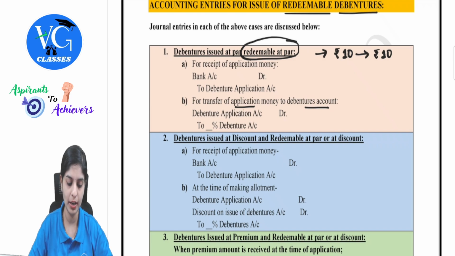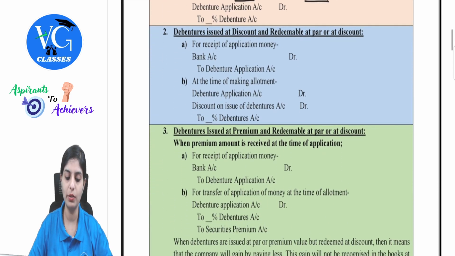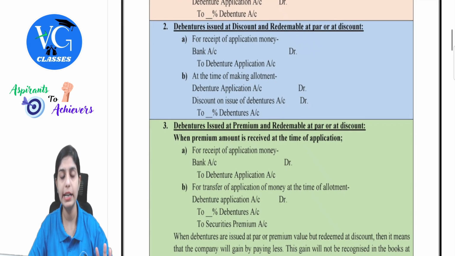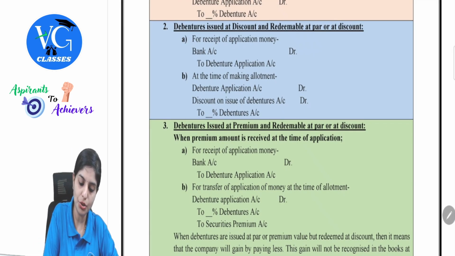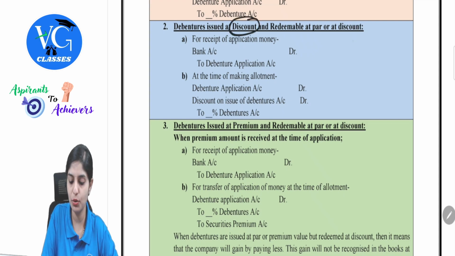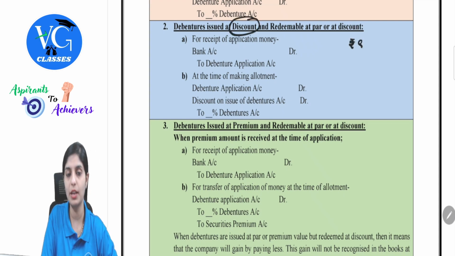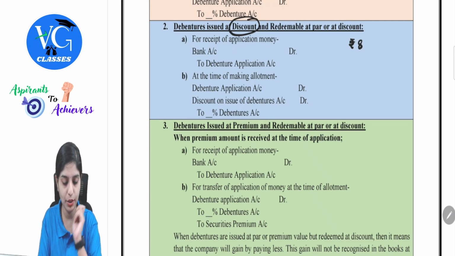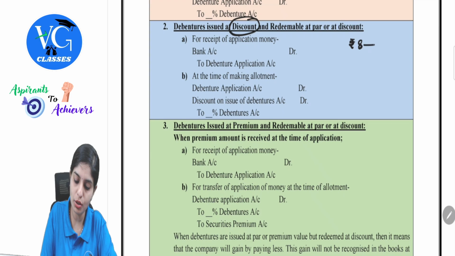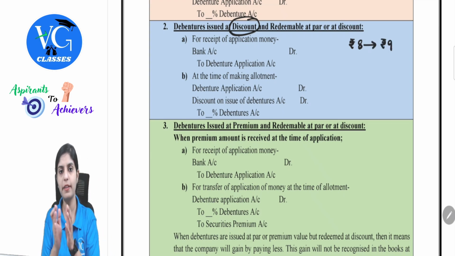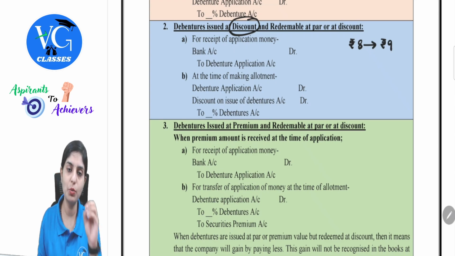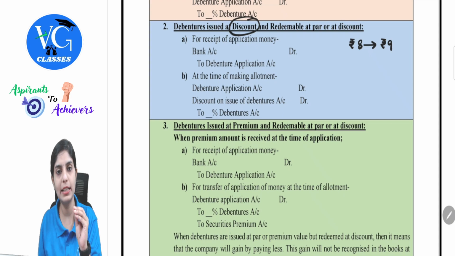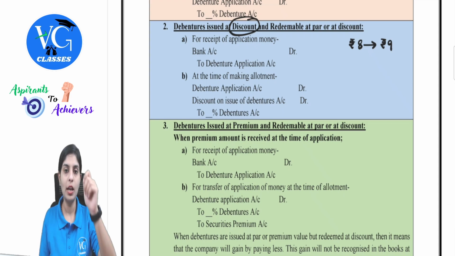Next case situation. Debentures issued at discount and redeemable at par or at discount. So debenture is issued at discount. That means if the face value is 10 rupees, assume it is issued at the issue price of 8 rupees, and redemption is also happening at some discounted price, assume 9 rupees. Face value is 10, but issue was at discount. Redemption is also at discount compared to face value.